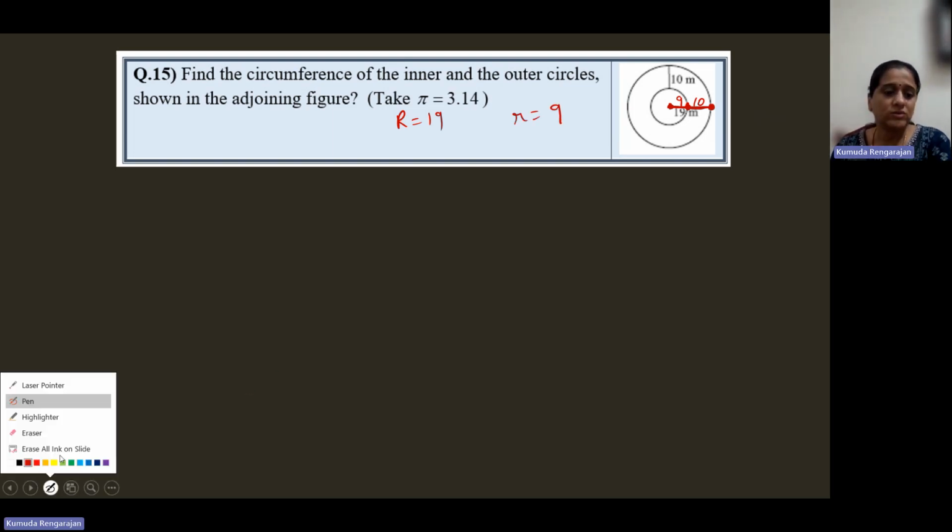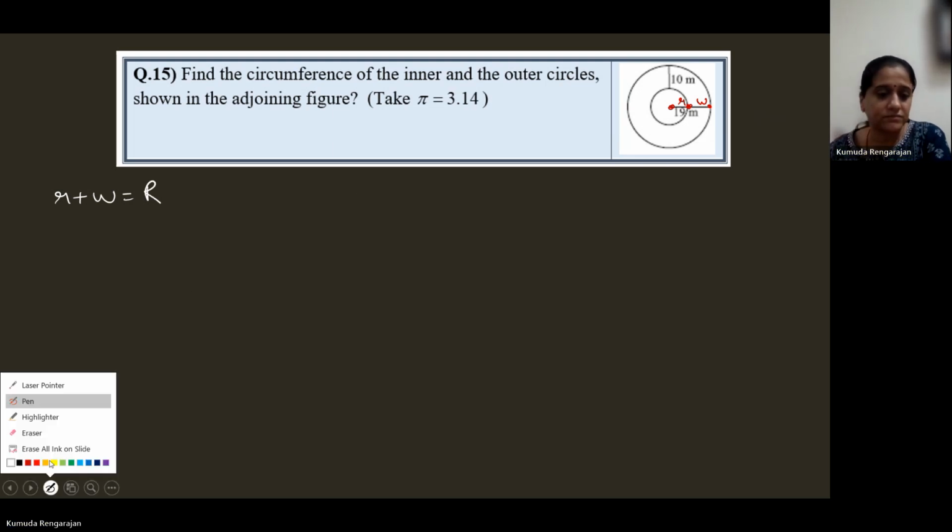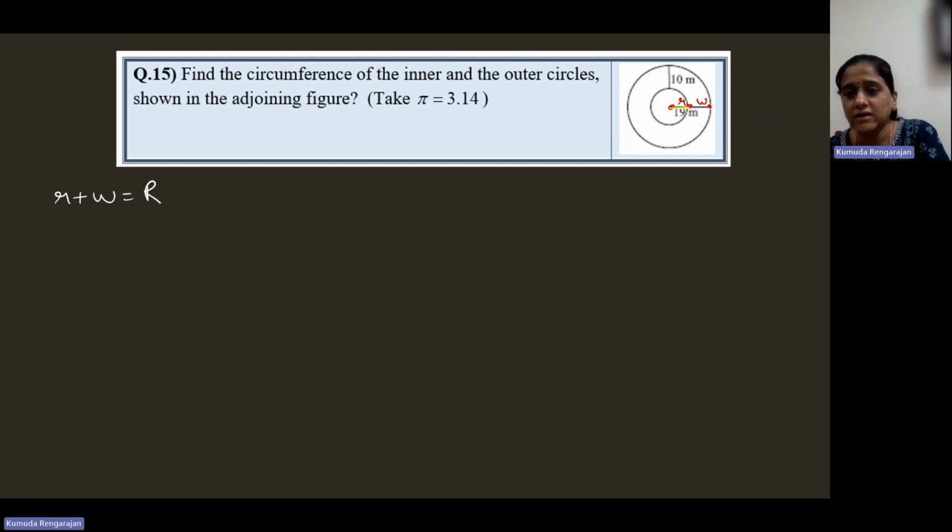So now how do you show in steps? So let's call this one small r. Let's call this one W. Okay. So we're going to write a simple equation. Small r plus W is equal to capital R. Correct? Small r is inner radius. W is the thickness, that is the width of the path. See here, this r plus the width of the path is equal to capital R, no? Yes or no?